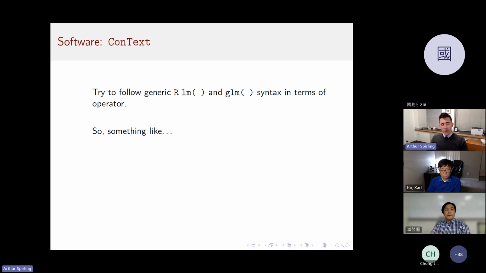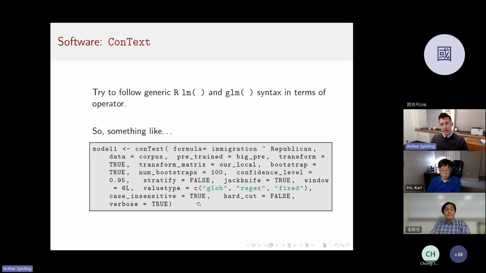So we have software. It looks like this. If you've used something like R's linear model or generalized linear model functions, then this will look familiar. I have some code in a second that we can look through if you like, but I'll just talk through what's going on with the function. The core software is called context, and it's meant to remind you of the idea that you're fitting a regression in the context of something else.